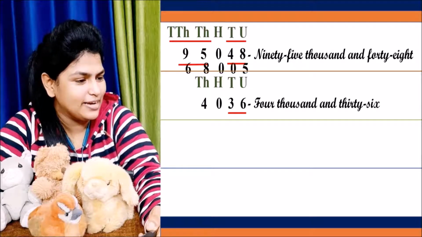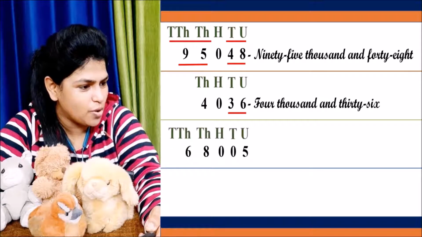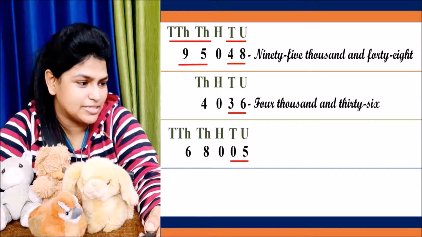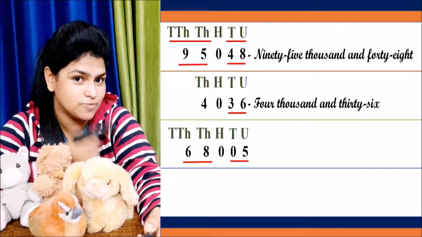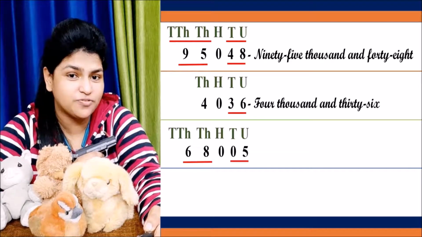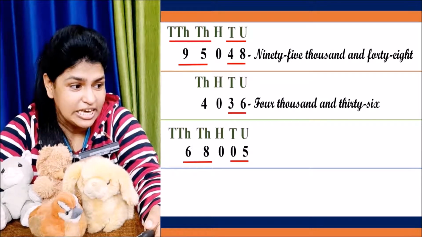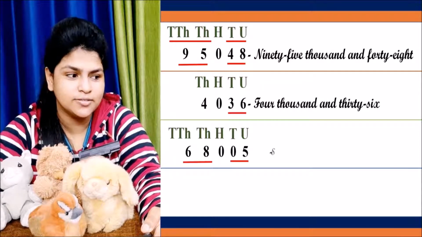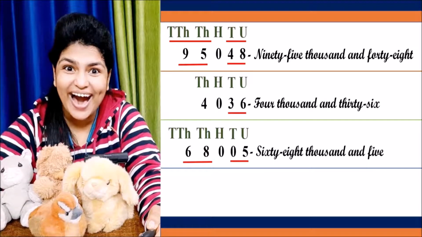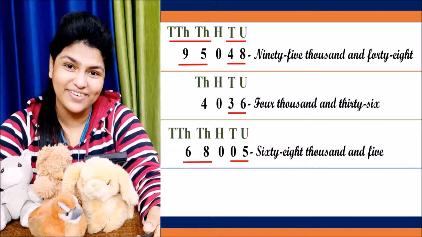Next number. Alright, I have 68005. Now, let me write the Urdu code. Numbers under 10,000 also, thousands also, hundreds, tens and units. I have two zeros. So, shoot both zeros. So, let's underline the best friends. Okay, 0 and 5 and 6 and 8. Alright, so we take it together. 68,000, shoot, shoot, and 5. Correct. 68,000 and 5. There it goes.